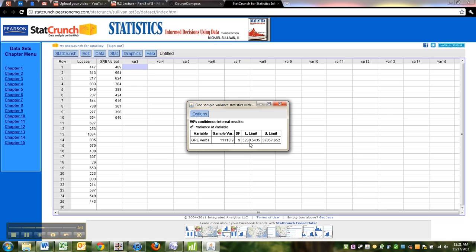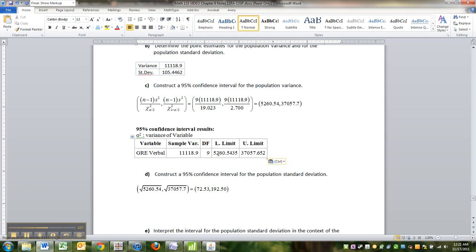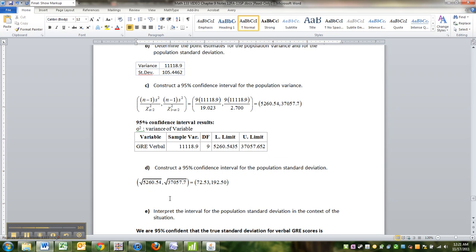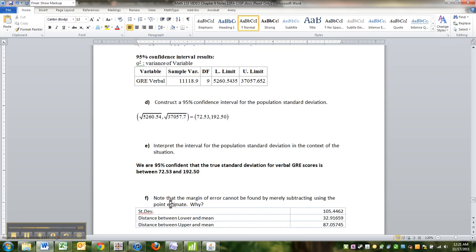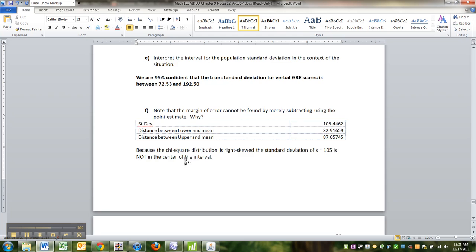There we go. Hey, look. 5260.54, 37057. Now, those aren't for standard deviation. They're for variance, right? But they would be really easy to convert for yourself. See, look, 5260, 3707, right? So they'd be really easy to convert into the ones that we found for standard deviation. So that's how easy it is to do with StatCrunch, which is fine. You can just copy and paste it in there.